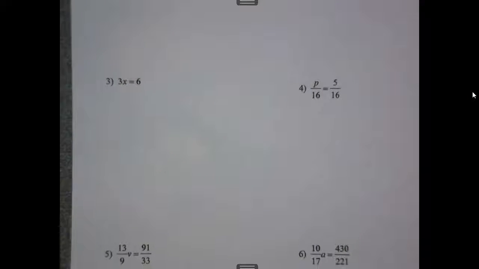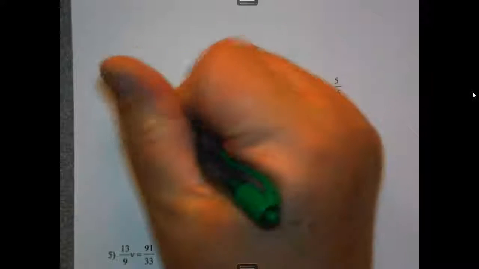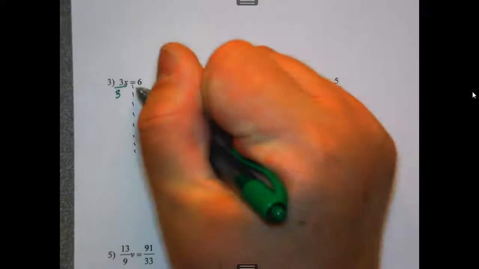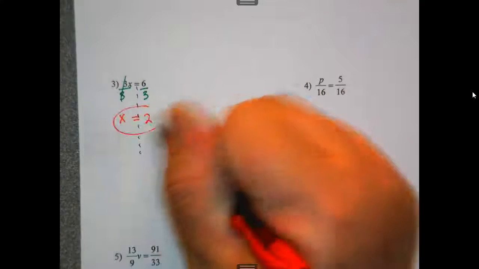Number 3. I am multiplying 3 times x. So I have to undo multiplication. I need to divide both sides by the coefficient 3. 3 is canceled, 1 times x is x. 6 divided by 3 is 2.